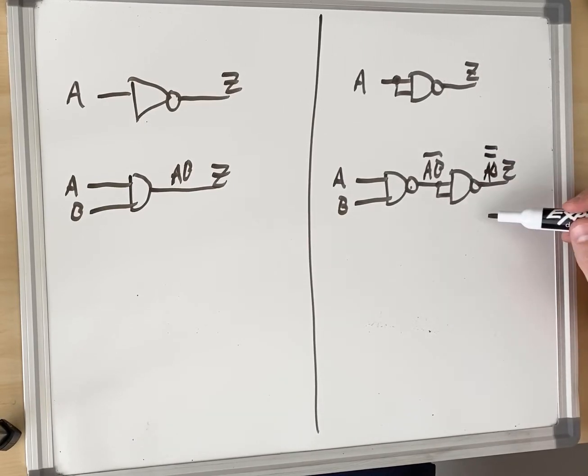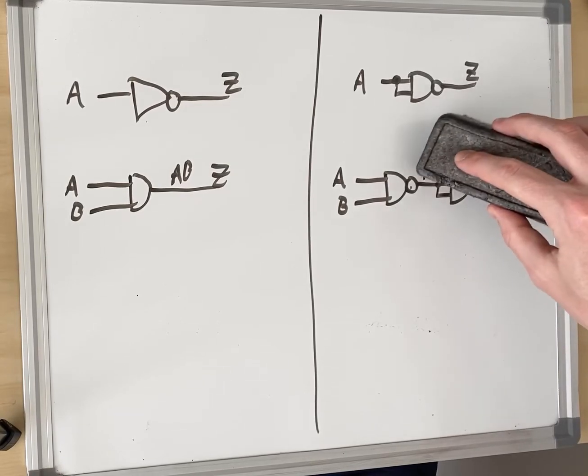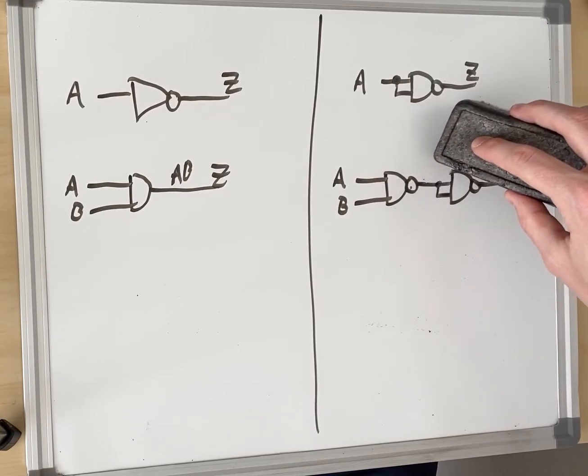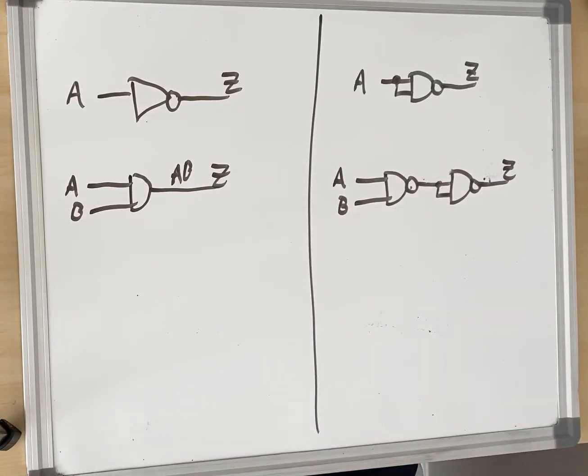And this just simplifies to AB, because we can get rid of the two nots, right? Part of our Boolean theorems. So you don't need to have this in there, but this is your equivalent of an AND gate. And it takes two NAND gates.